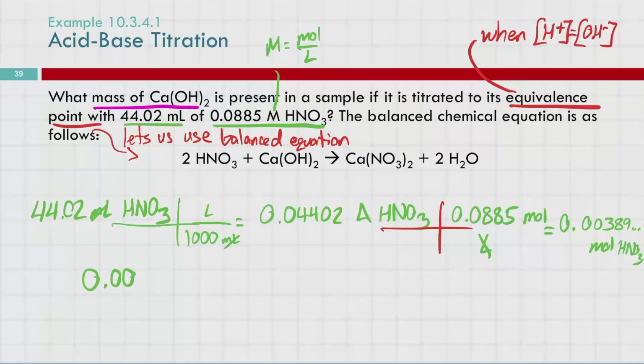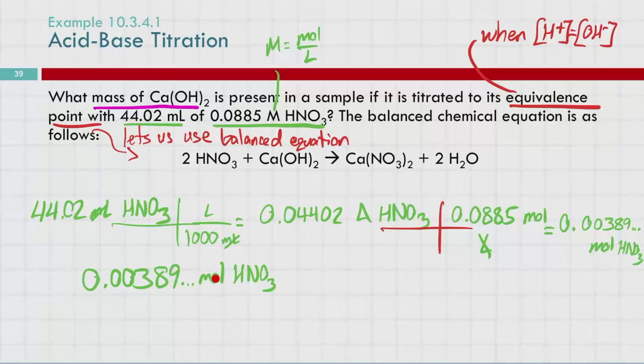Rewriting this over here on the left side. Our goal is what? What are we trying to get to? Mass. Mass is going to have units of grams. Of what chemical? CaOH2. So we need to switch chemicals from HNO3 to CaOH2.